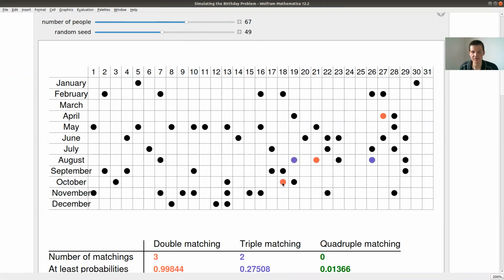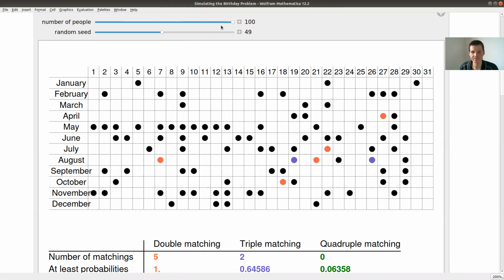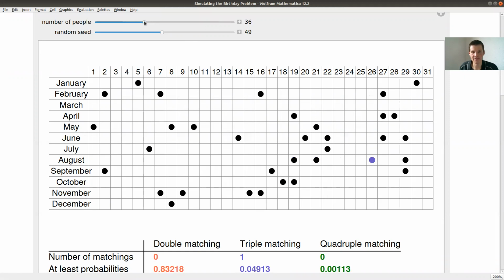So this is red, double matching. A triple matching would be blue. And it also gets more likely to have a quadruple matching. But anyway, let's go back to 23, because this is the famous 23 where this one gets over 50%. So let's have a look. 22 is below 50, 23 is above 50. But anyway, I'm not interested in getting those precise values. I'm interested in approximating those values, assuming that I don't know them.